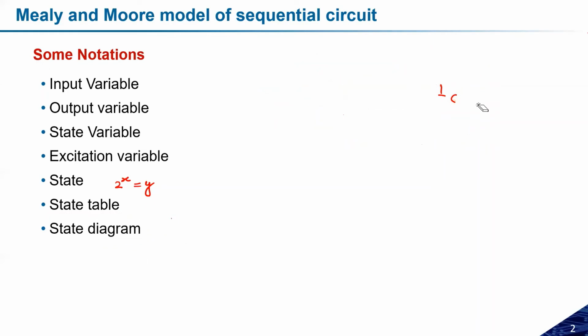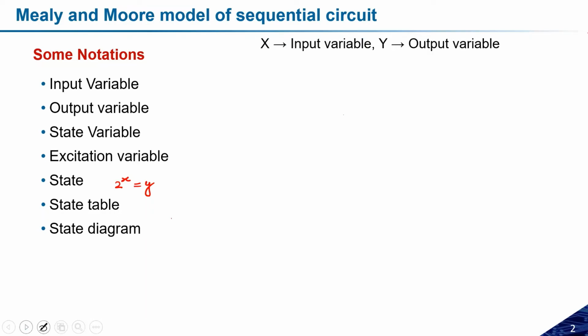Now, we know that we can have two kinds of model for any sequential circuit. One could be the Mealy model and the second one could be the Moore model. We can have two different kinds of models. So how can we represent the state diagram for these two different kinds of models? Let us try to understand these two things.